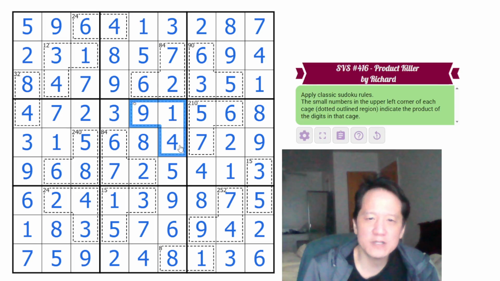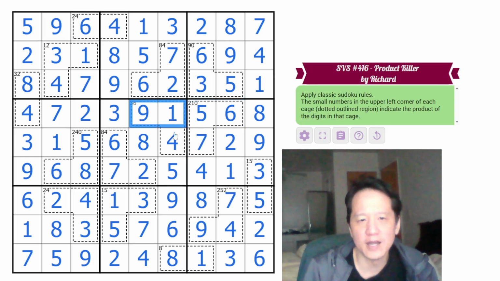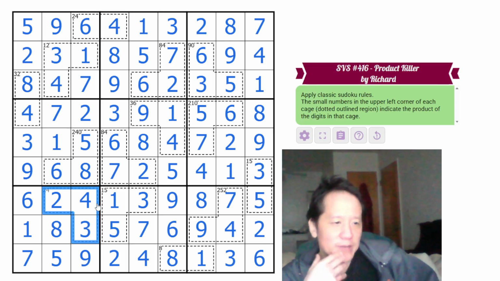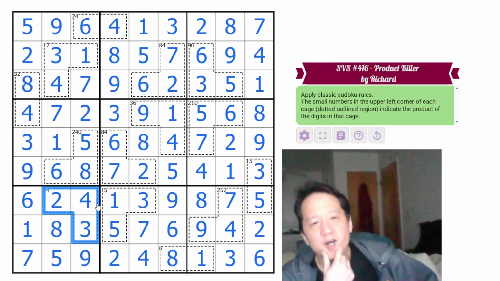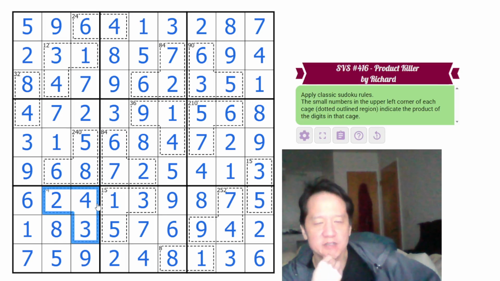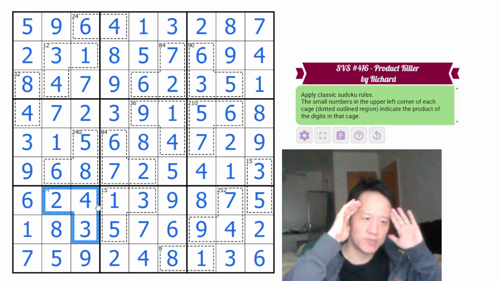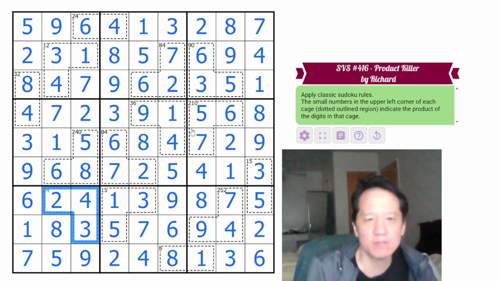I'm not sure why, it was a little hairier, actually, than I thought it would be with product killers. I will say I'm not used to, essentially, the products of digits in cages. So maybe that's why it felt a little hairier. But also a little bit of Sudoku felt a little hairier there too. I don't know. I'm not sure what it was exactly. It's always cool finding little variants of puzzles. It makes you expand your brain a little bit on what possibilities there could be.